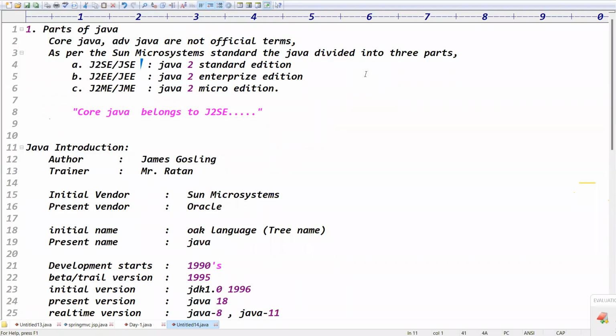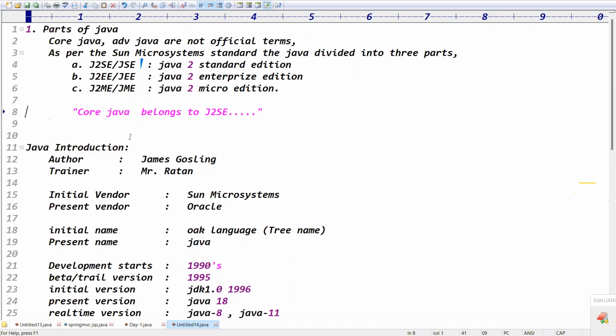J2EE is advanced Java. Tomorrow complete the fee payment. I think you got the details about the fee. Tomorrow complete the fee payment and take the required sessions and the materials, so that every day you try to check the required sessions. Okay, that's very good.